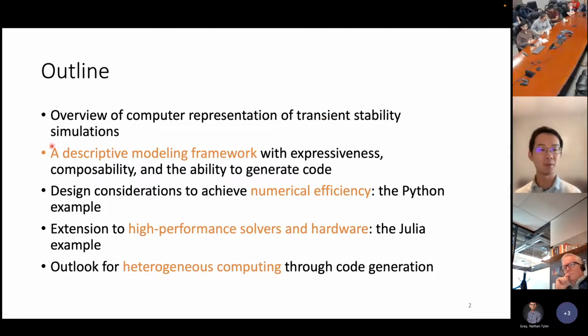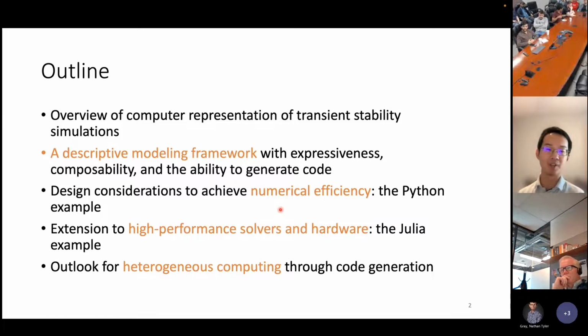And then I'll talk about the design of a descriptive modeling framework that is expressive and composable for constructing those complex differential algebraic equation-based models. It has the ability to generate code so that the user can be absolved from writing very complex programs.